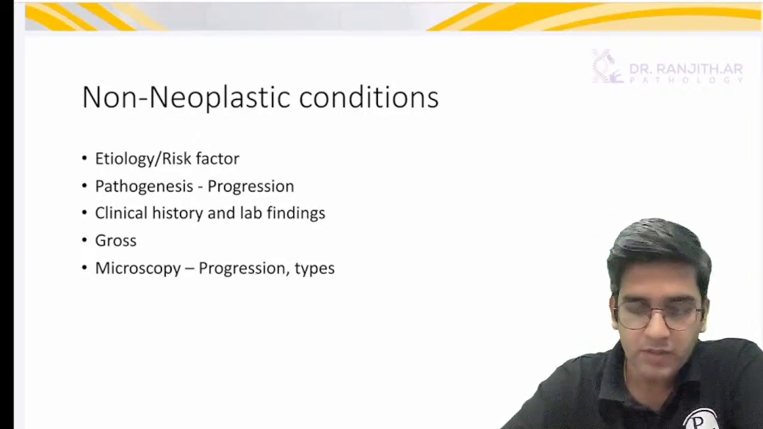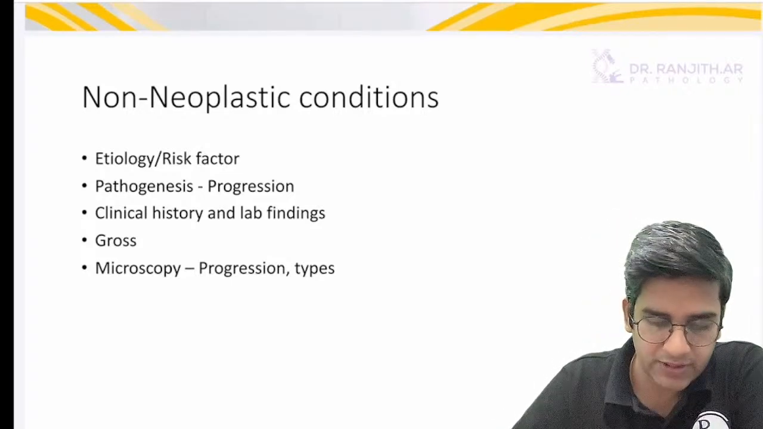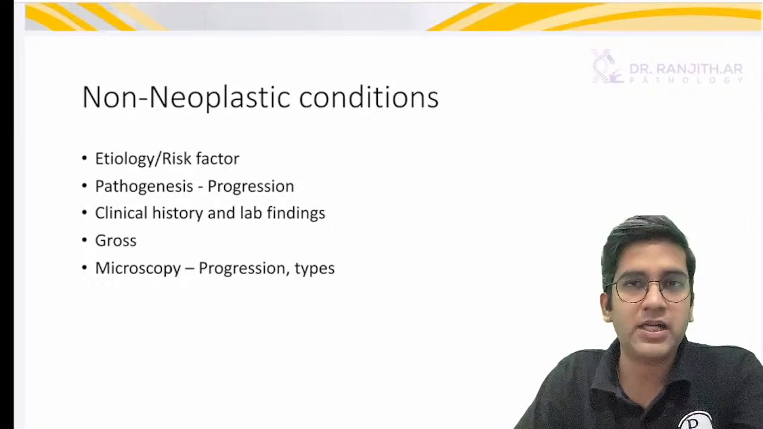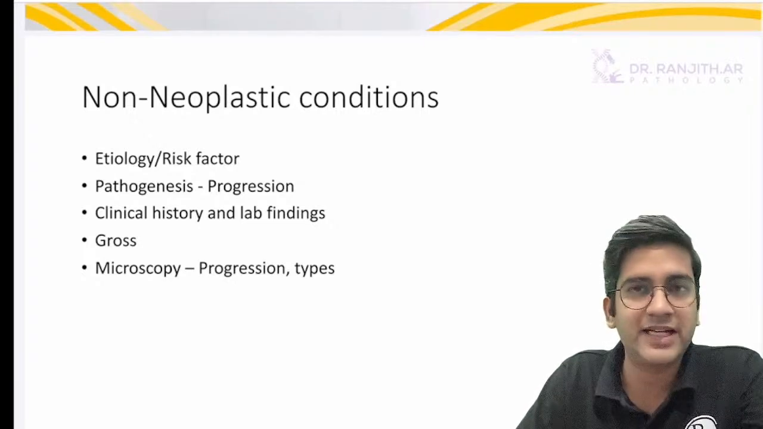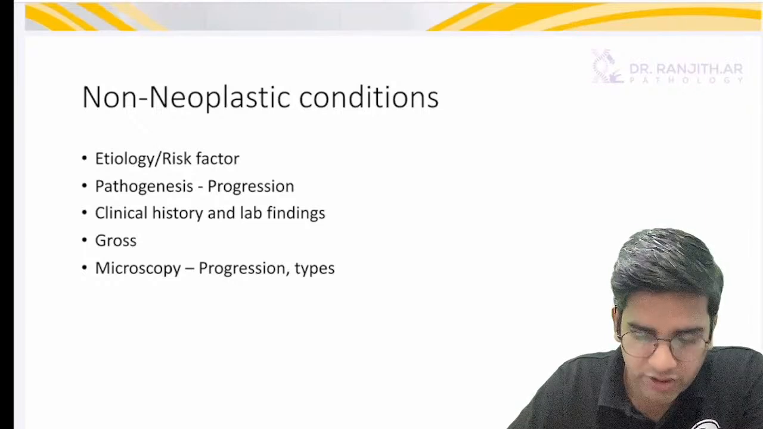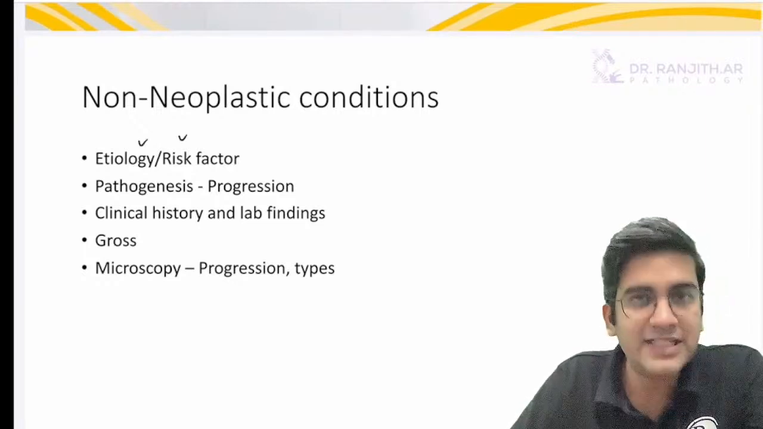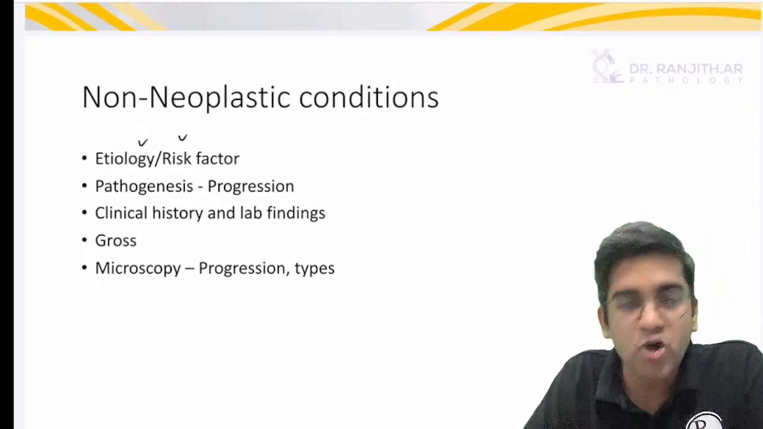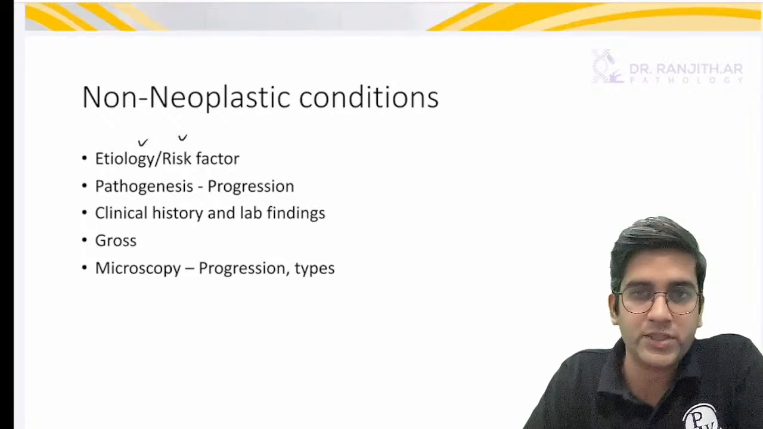So here for the non-neoplastic conditions, again, for every 5 mark or every essay question, 5 to 6 headings is more than enough to attract the examiner's attention. That's all right. Etiology or risk factor. Again, this might differ. Not for every non-neoplastic condition do I have an etiology.